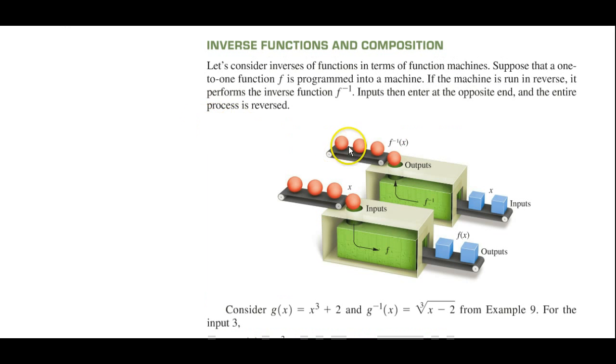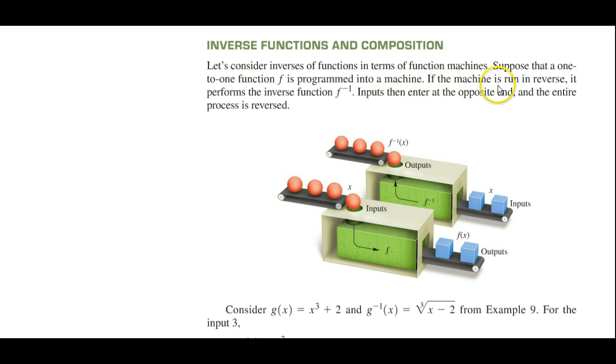Now they say a picture is worth 1,000 words. This one is a really good example of it. Here we're looking at inverse functions and composition. Let's consider inverse of functions in terms of function machines. Suppose that a one-to-one function f is programmed into the machine. Let's say this one. So you're putting in your x's and you're getting your function outputs.